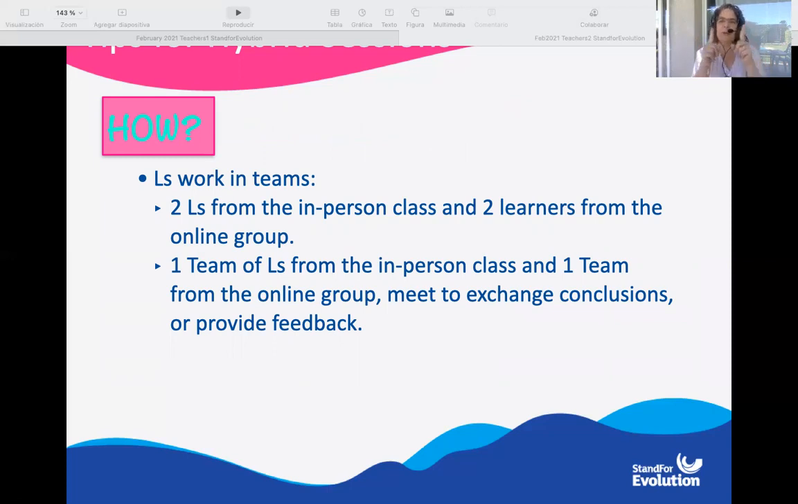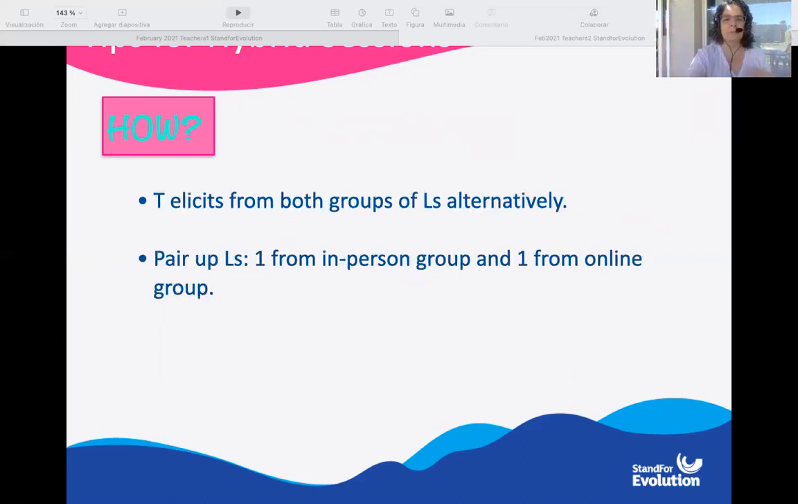The same happens with pairs, right? One student from each context working together and making a pair, or maybe it might happen with one team of learners from the in-person context, another team of learners from the online context. They work, they reach the conclusions, and then you put those two worlds together to exchange their conclusions.